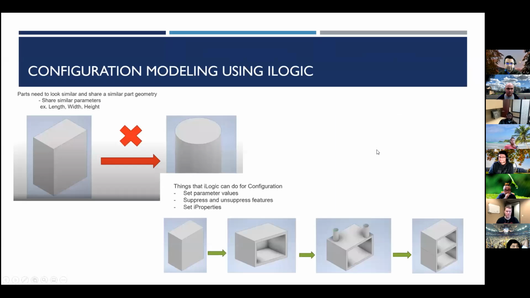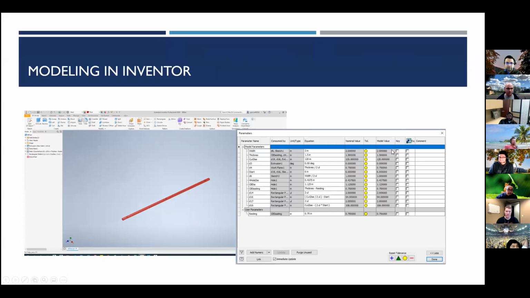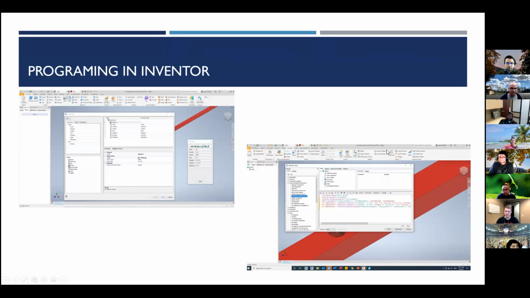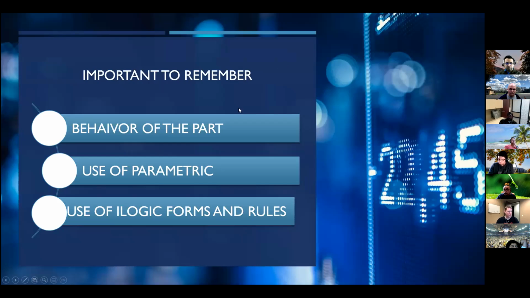Sorry that I'm jumping back. So that's covering the model in Inventor and the programming in Inventor. We already discussed exactly how to use rules and how to use forms, which is pretty simple in Inventor as soon as you have the logic with the parameters there. So it's important to remember the behavior of the part, the use of the parametric parts, and the use of the logic, forms and rules.